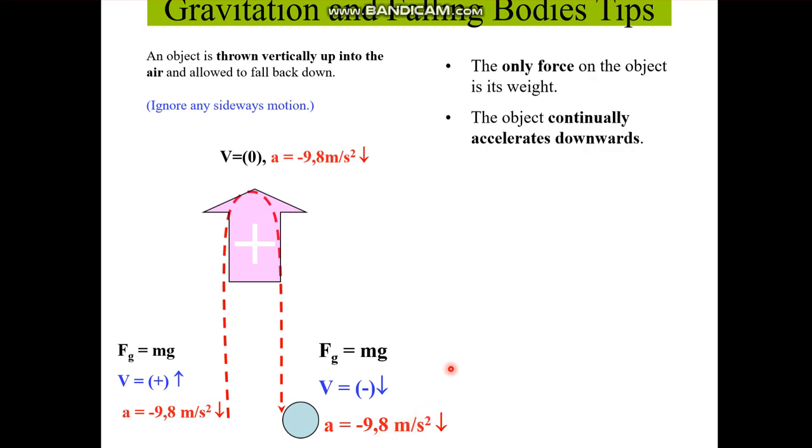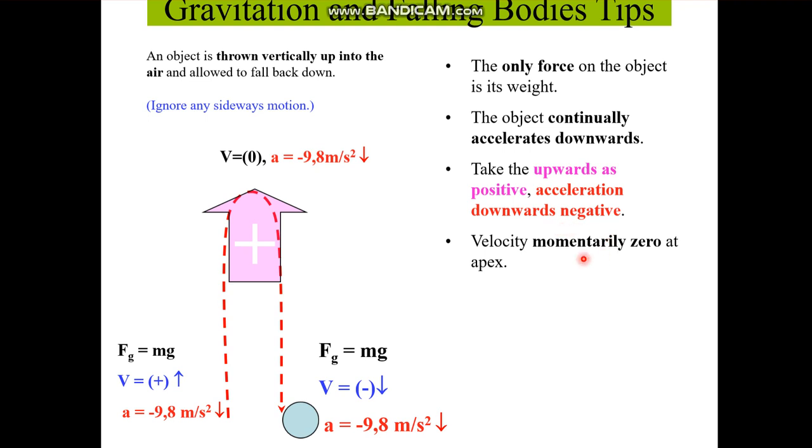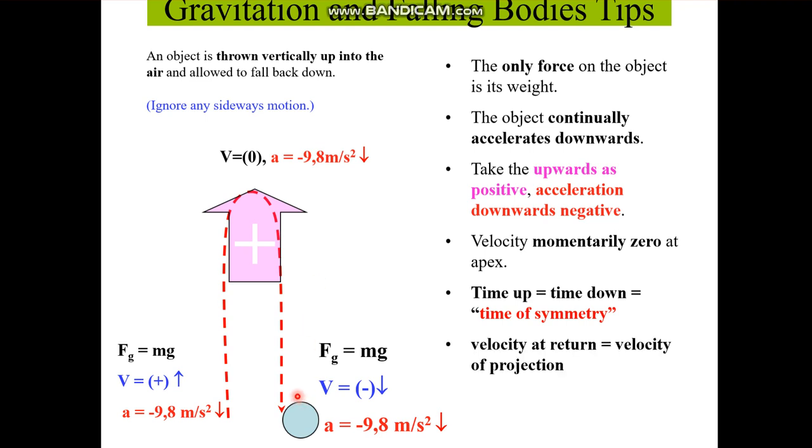So the only force on the object is its weight. It accelerates downwards continually. We're calling downwards negative. Velocity at the top is momentarily 0, and the time going up should be equal to the time going down. And obviously the velocity at the start is equal to the velocity at return, just before it hits the ground.